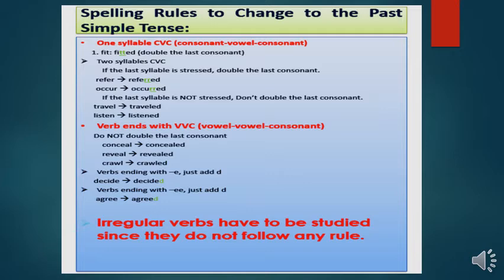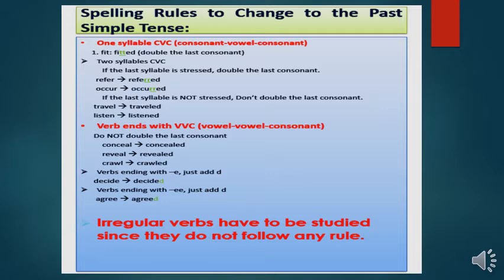Now we are going to explain the spelling rules to change to the past simple tense. First, we are going to start with one-syllable verbs, consonant-vowel-consonant verbs such as fit. Fit is a one-syllable word. It's a CVC word, which means consonant-vowel-consonant. So in order to change this to the past, we have to double the last consonant.